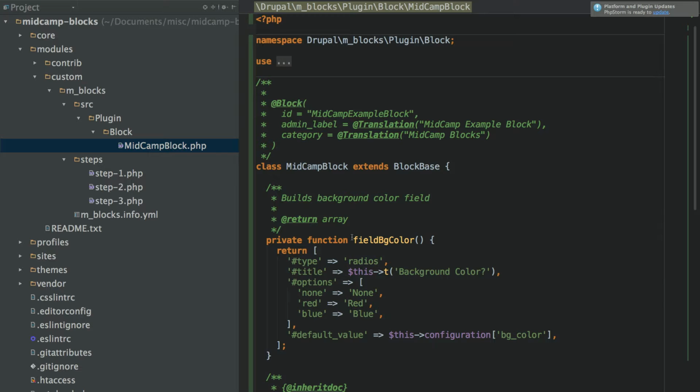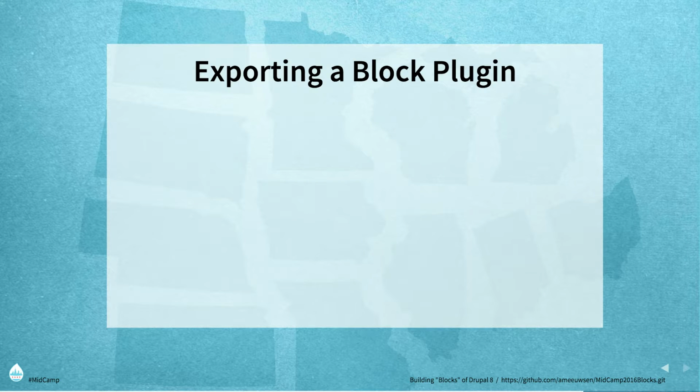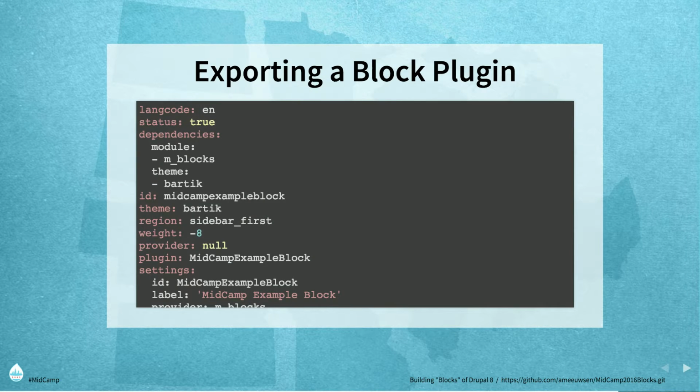Anybody else? All right. So if we go back to the presentation, exporting a block. When you export a block, you get this. And this is just a YAML dump of everything that builds your block and makes it a thing. I don't have to go through everything, but you can kind of see, based on what you read, what it means. In this case, we have an ID of the block, the theme, dependencies. So we have to make sure our mblocks is enabled. We have to make sure that Bartik is enabled, which is the theme that it wants to go on, etc., etc.